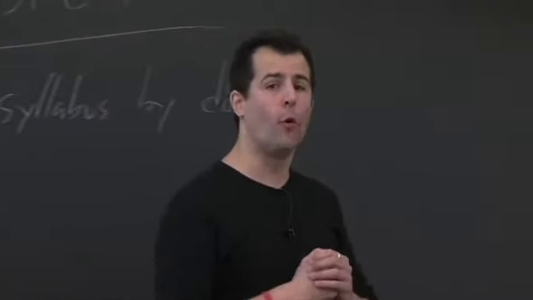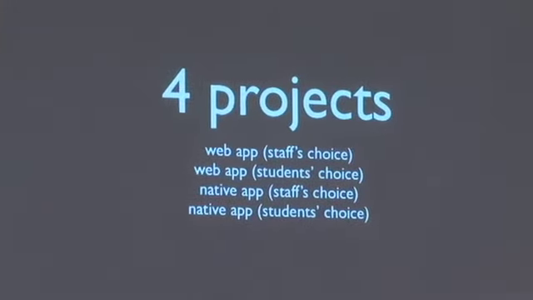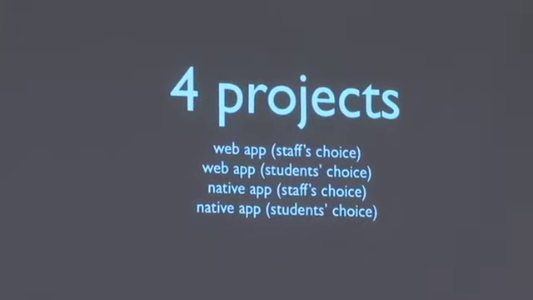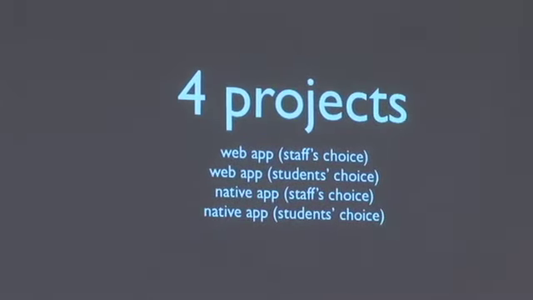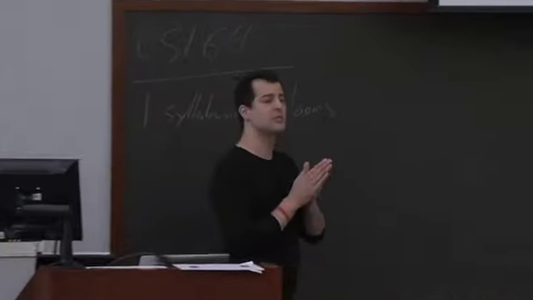For the course, there will be 4 projects divvied up as follows. There will be 2 staff choice projects, which means we spec them out and specify what you need to implement for us, and 2 students' choice projects, which means exactly that. You get to design and propose your own project, much like, say, the final project in CS50.